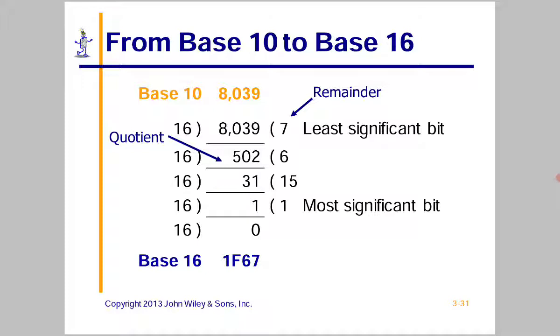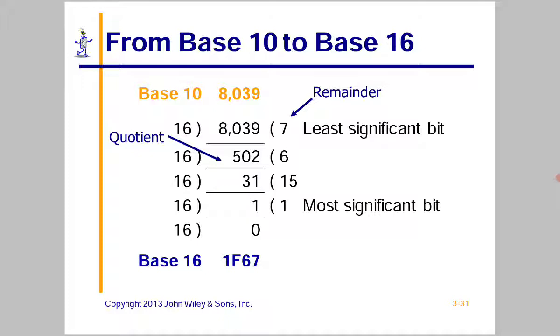The quotient becomes 0. So write down again the same thing. When we write all the digits from bottom to top, that is most significant bit (MSB) to least significant bit, the hexadecimal equivalent of decimal 8039 is 1F67. So here you observe the remainders.